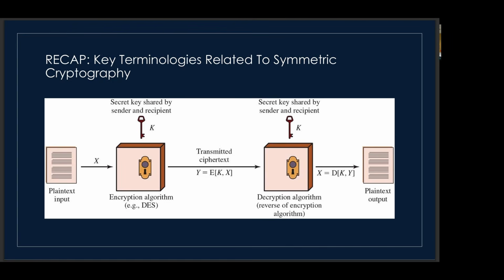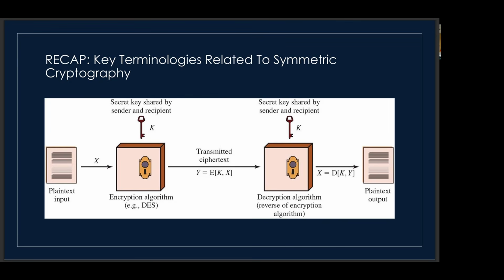Then transmitted ciphertext, meaning after the plain text goes through this encryption algorithm with the secret key, it becomes transmitted ciphertext. Ciphertext is the unreadable format, meaning the file or the text will look like German language, another language, alien language, right? So it will be transformed into ciphertext. Ciphertext is normally unreadable or not understandable. You can read it, but you can't understand it, right?